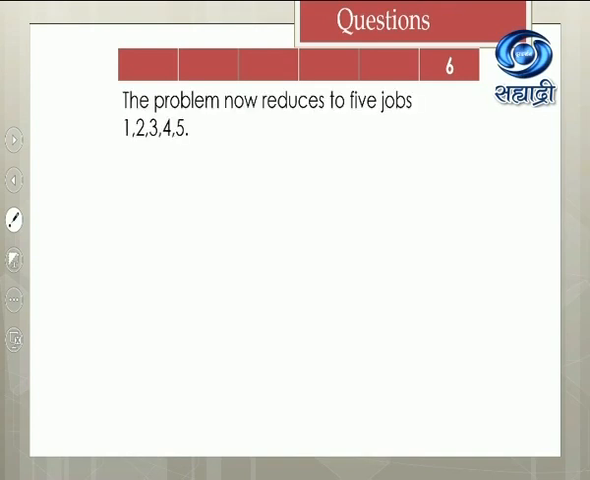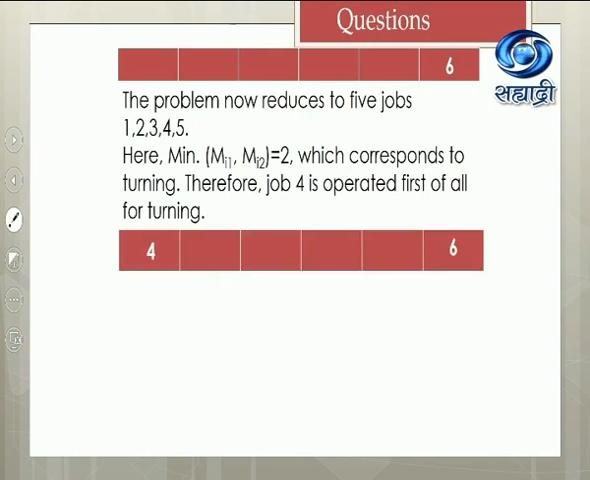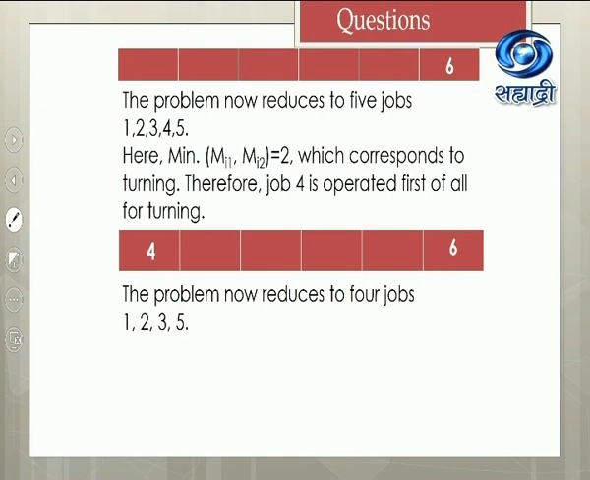Now again we are going to compare. The second minimum was 2, which we saw was for turning. Now when we are doing it for the second time, job 6 will be cancelled. You will see the minimum only for 1, 2, 3, 4, 5. The minimum is 2, which is for job 4, and it is for turning. So turning is the first machine, and you will start writing from the left-hand side. So 4 will come in the first place. Now the problem reduces to 4 jobs only. 4 and 6 are cancelled, so 1, 2, 3 and 5.